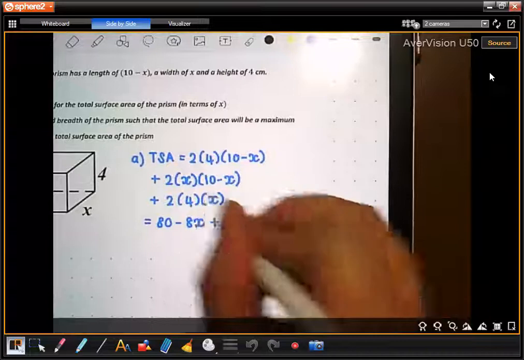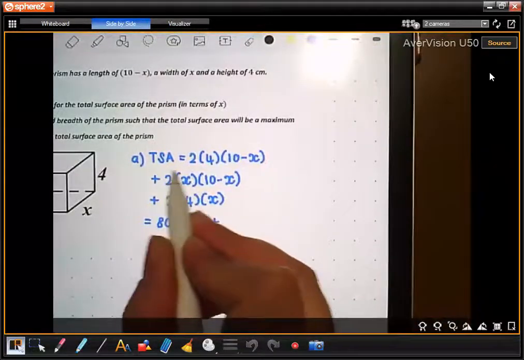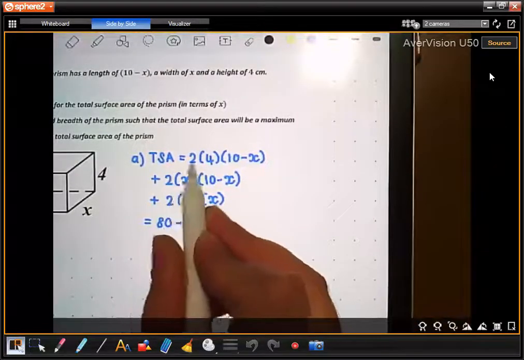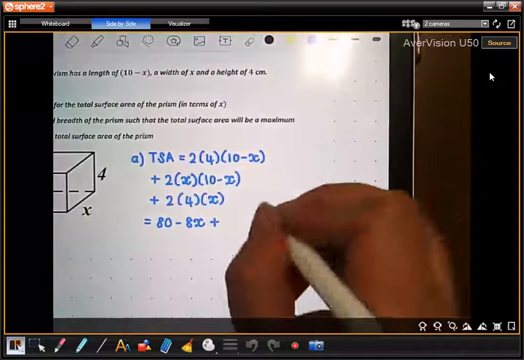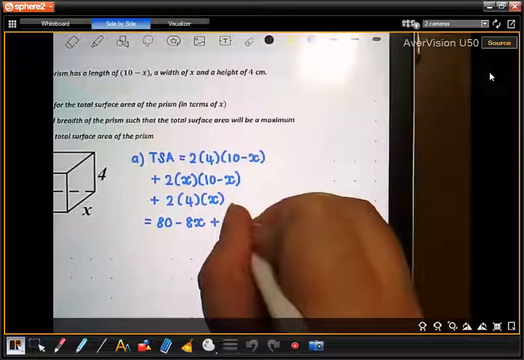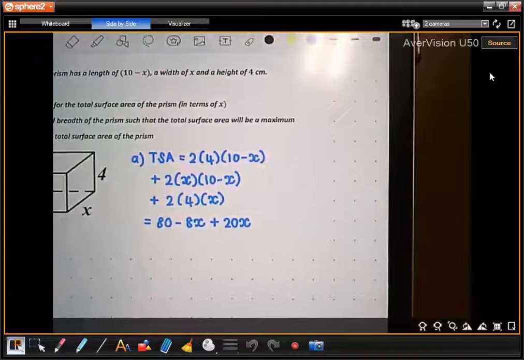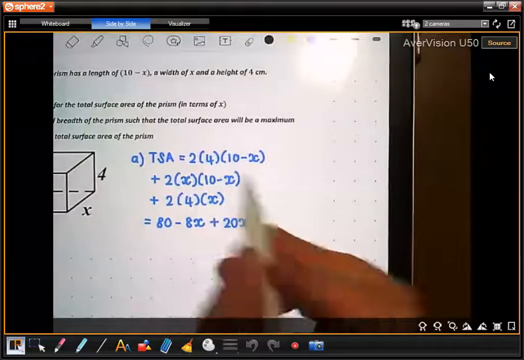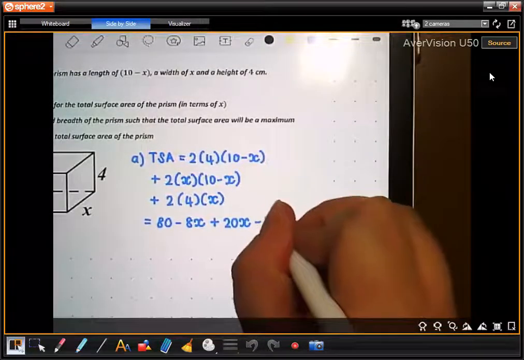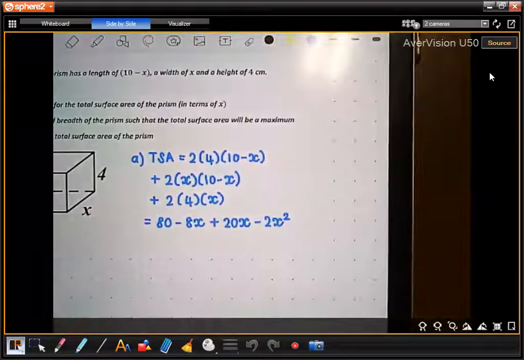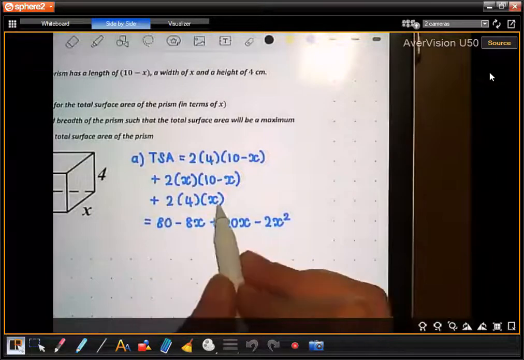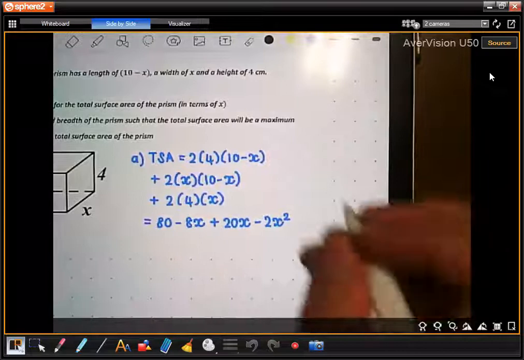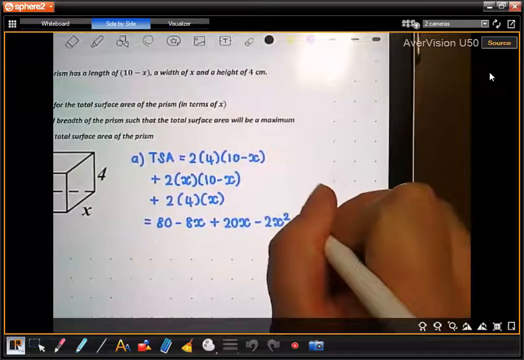Plus, if we're looking at the next one here, 2x is what I have in front, and I'm going to multiply that by 10. Are we okay with that being 20x? And then 2x times negative x is negative 2x squared. Okay, last bit. This one is easy enough. 2 times 4 times x is 8x.